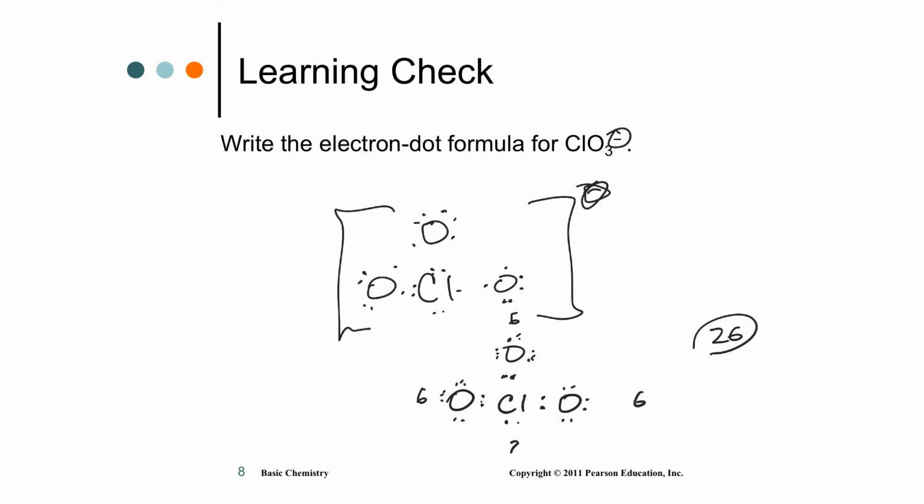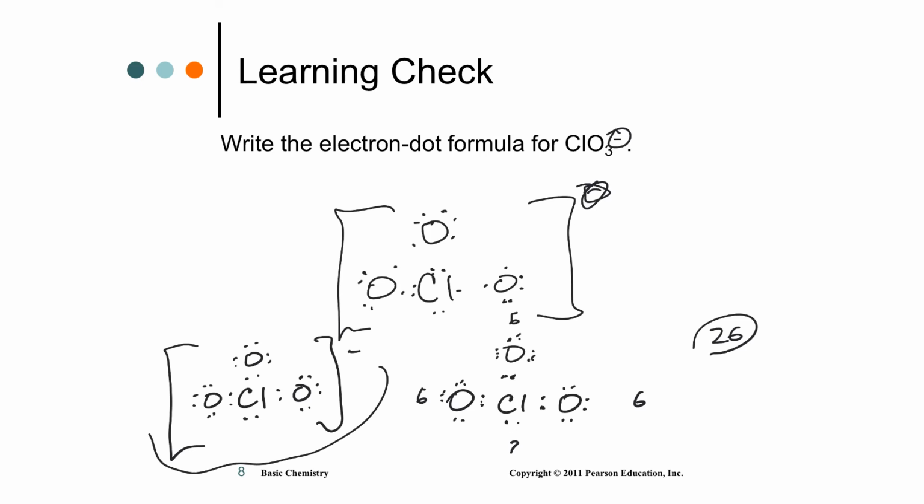So my answer is going to be chlorine, oxygen, 2, 4, 6, oxygen, 2, 4, 6, oxygen, 2, 4, 6. And the whole thing is going to be -1. This is your answer. Okay, that's the electron dot formula for chlorate.